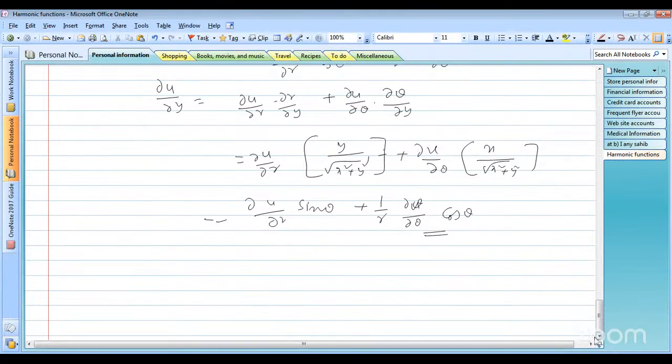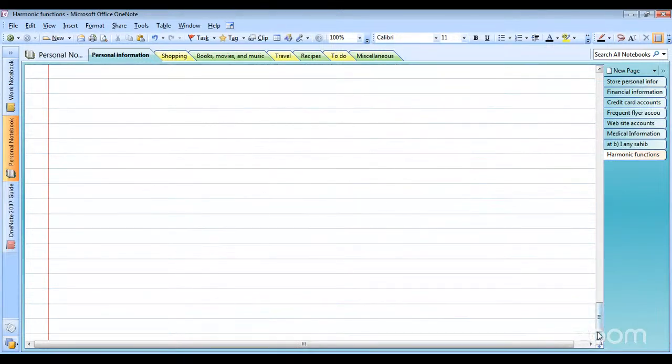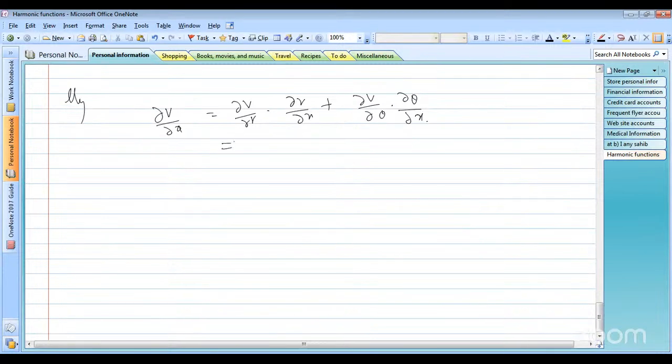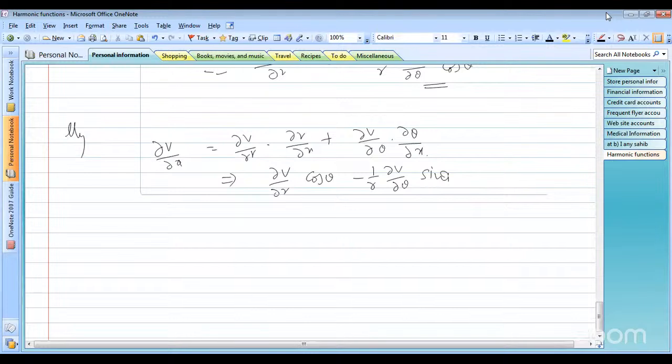Similarly, we are taking here dou v by dou x, that is dou v by dou r into dou r by dou x plus dou v by dou theta into dou theta by dou x. So therefore it is equal to the simplification of dou v by dou r, again I am simplifying the above one, 1 by r dou v by dou theta into sin theta of the earlier one.